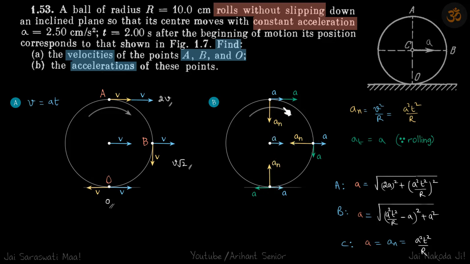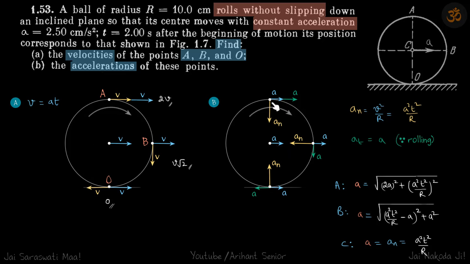So now for the top point, we can say a_n is v square by r. And what is v? v is at. So we can write it as a square t square by r. And a_t of course is a because of the rolling. So both these are components with respect to center. To these components we add this a, which is in blue color, that is the acceleration of the center itself.